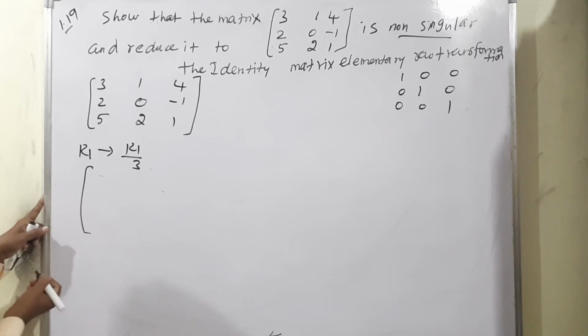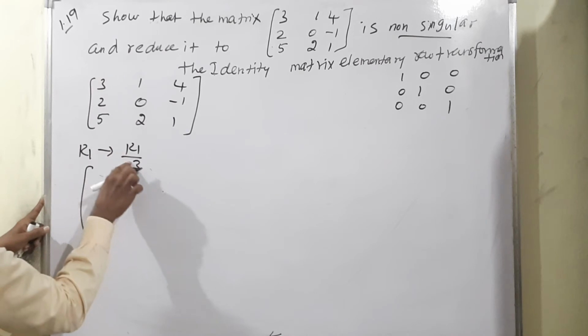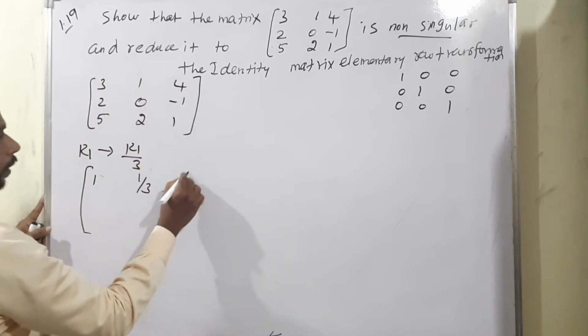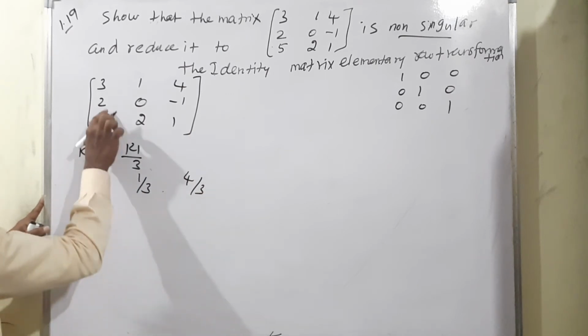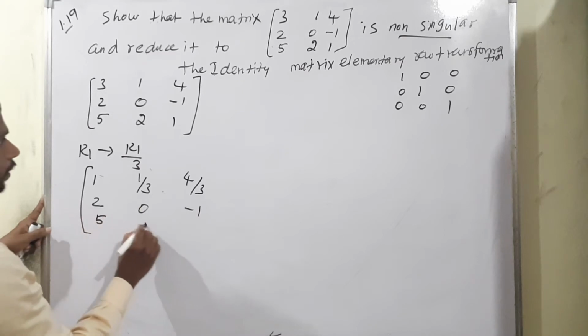So what will happen? Dividing each and every term by 3, first one 3 divided by 3, value will be 1. Next one 1 by 3. Next one 4 by 3. R2, R3 as it is. What is the value? 2, 0, minus 1, 5, 2, 1.